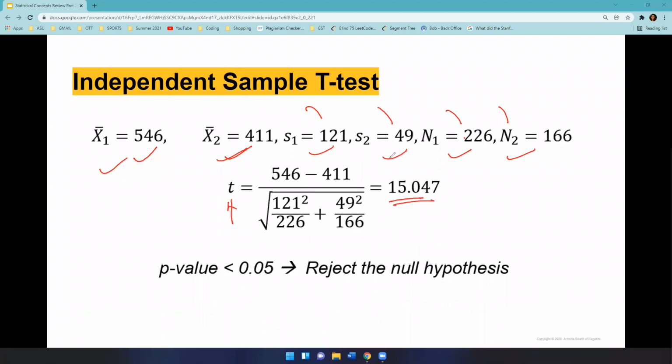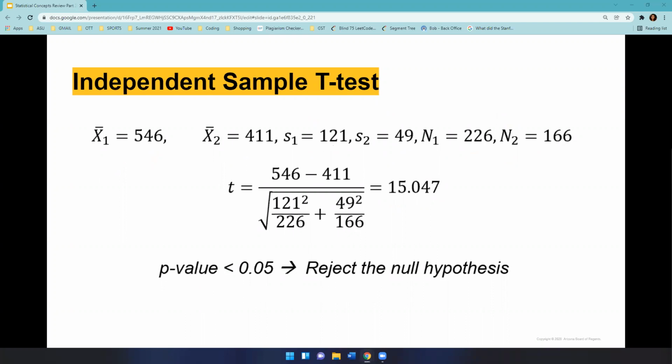And again, we can use the t table and get the p value, and accordingly, if our value is less than 0.05, we'll reject the null hypothesis. Like that part remains the same. So this is how we do the t-test, the independent sample t-test.